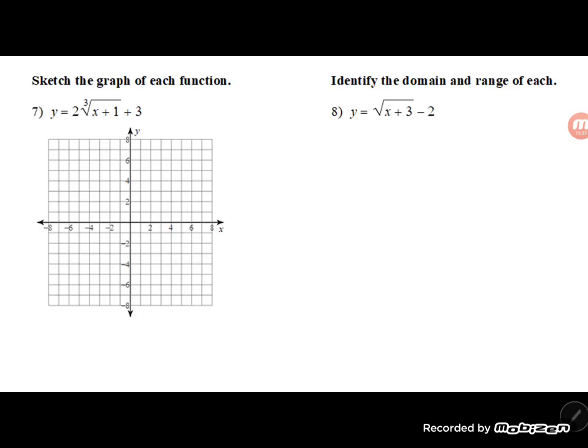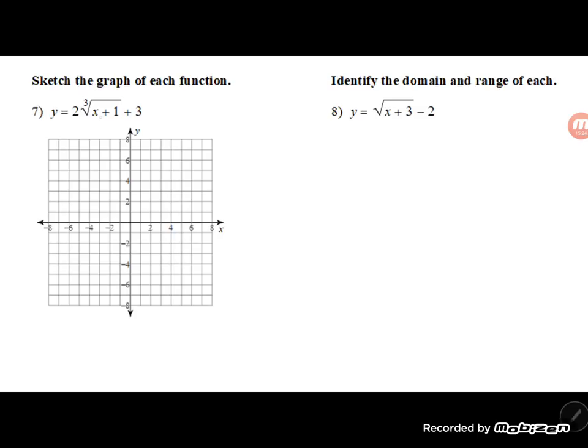Okay, sketch the graph of each function. So this is what I was telling you about, right? Knowing these transformation rules is going to help you quickly find the correct graph. Now, this is going to be a multiple choice test, so being able to quickly eliminate wrong answers is really going to help your score. It's really going to be beneficial.